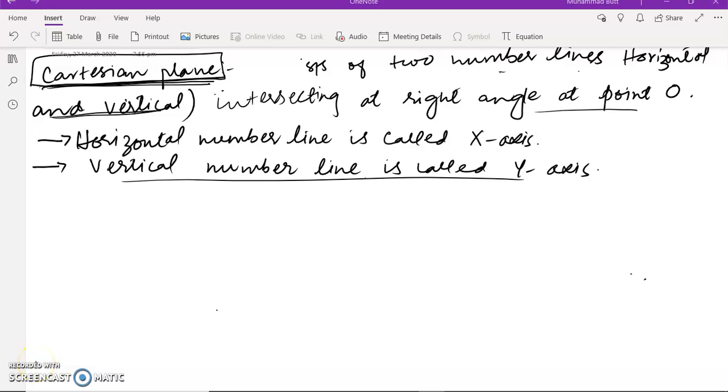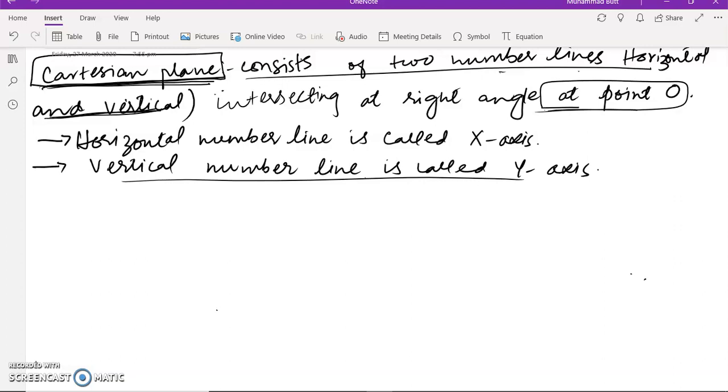Students, today we'll start a new topic, and that is the Cartesian plane. What is the Cartesian plane? It consists of two number lines, horizontal and vertical, intersecting at right angle at point O. It means that there are two number lines in a Cartesian plane.